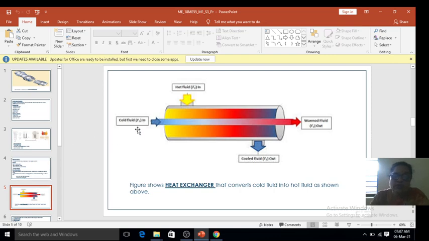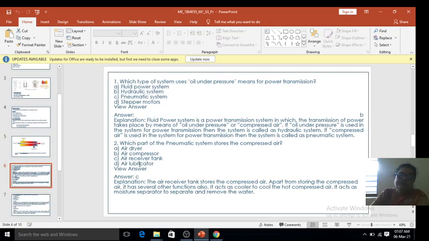You can observe here cold fluid and hot fluid. There you can observe that here it is a cooled fluid. It just comes out and it maintains the temperature of the fluid, I would like to say.